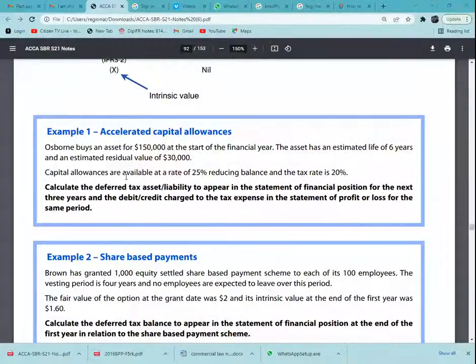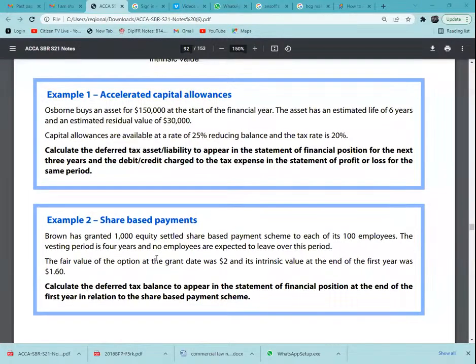How do we apply this deferred tax thing in share-based payments? Share-based payments. First, do you know how to do the calculation for share-based payments, the general one?